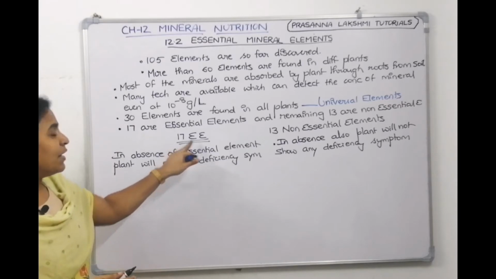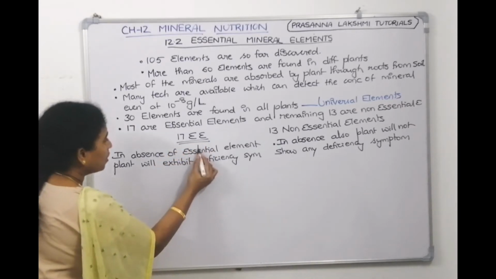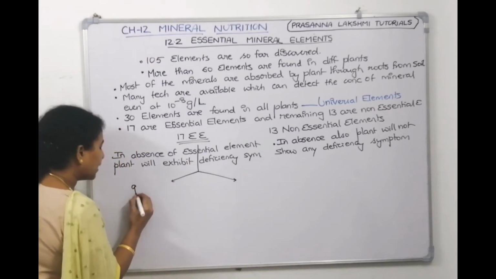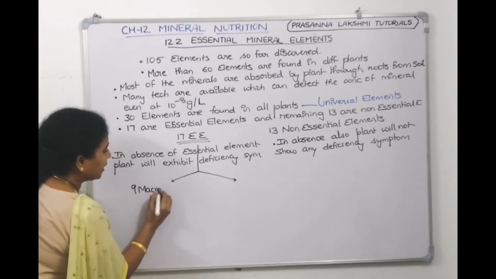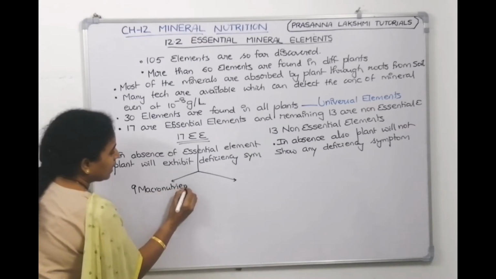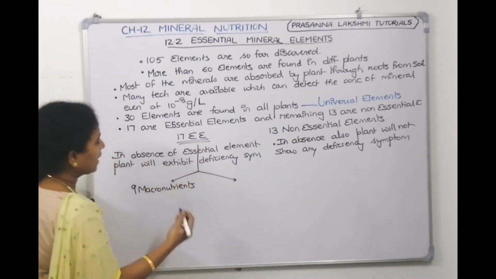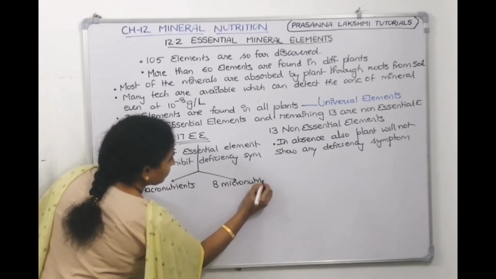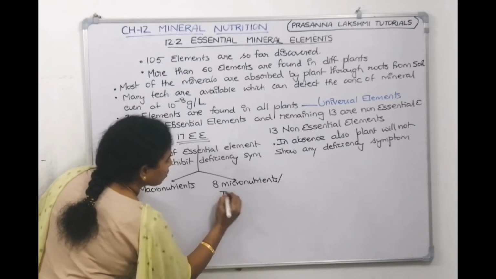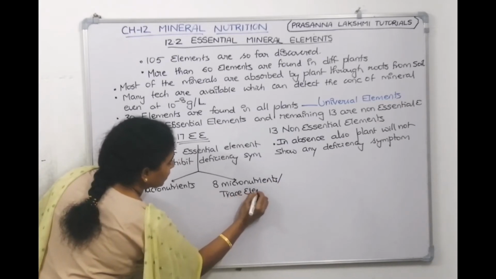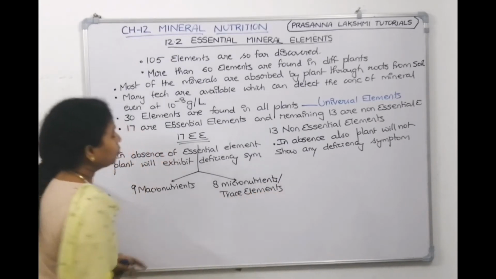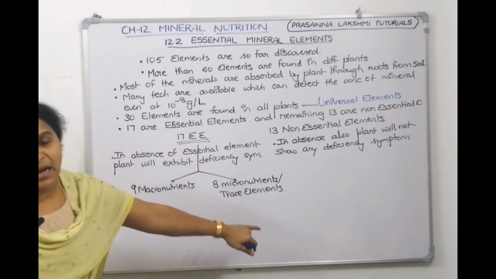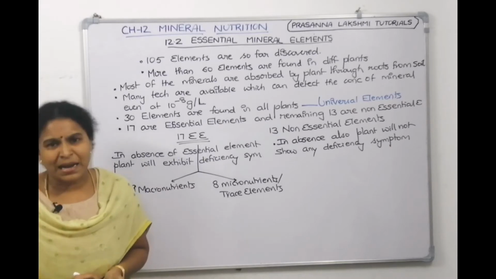Now, out of these 17 essential elements, 9 are macronutrients. The remaining, 17 minus 9, is 8. So 8 are micronutrients, or we can also call them trace elements. Out of these 17 essential elements, 9 are macro, 8 are micro. Then what do you mean by macro element?